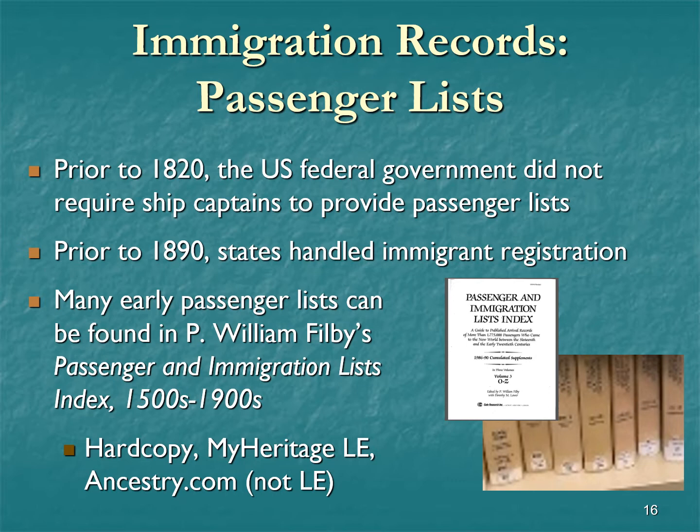The Passenger and Immigration Lists Index, otherwise known as PILI, is a multi-volume index to published records that include the names of over 4.5 million immigrants who entered the U.S. and Canadian ports from the 1500s through the 1900s. Many libraries, including the Midwest Genealogy Center, have hard copies of these volumes, and Ancestry also contains this information.